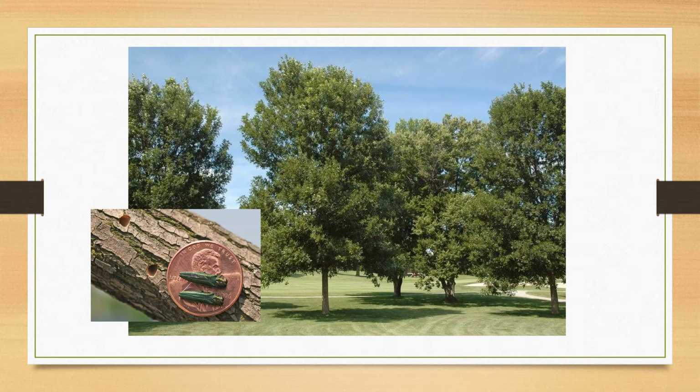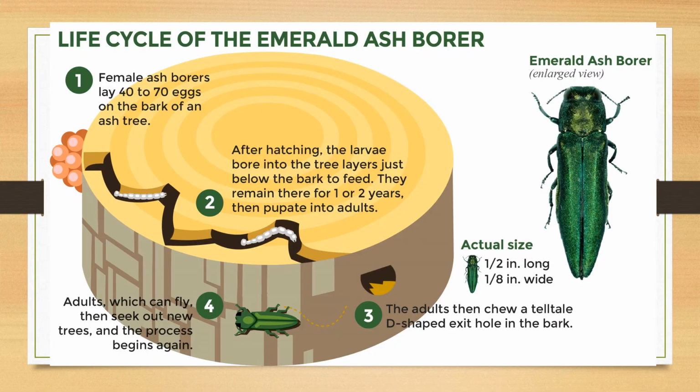The emerald ash borer is a little bit less than the size of a penny and can do great destruction to our ash trees, as you can see in some of these slides. The life cycle of the emerald ash borer, basically the destruction really happens as those eggs are laid in the bark of the tree, in the cambium of the tree. After hatching, the larva will bore into the tree layers just below the bark to feed, and they remain there for about 1 to 2 years and pupate into adults.